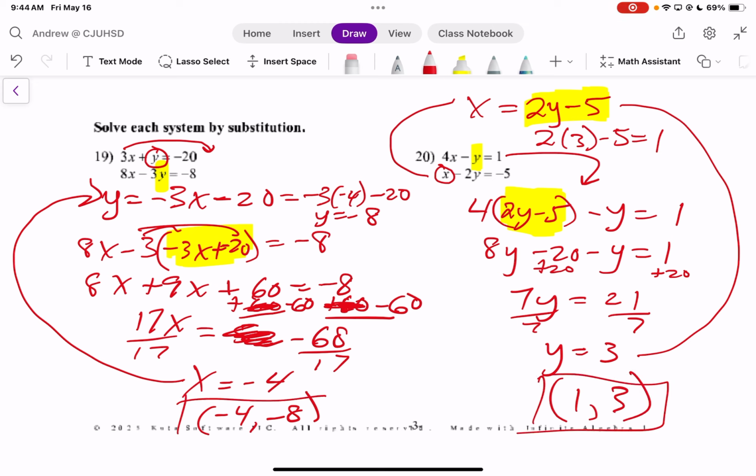So don't forget, the first number you solve for is not the first number in the point. Same as yesterday, I passed out at the end, okay? Okay, so that takes care of that.